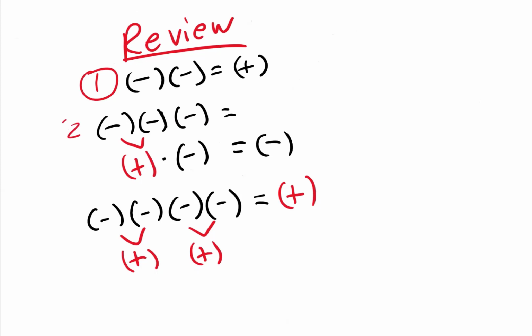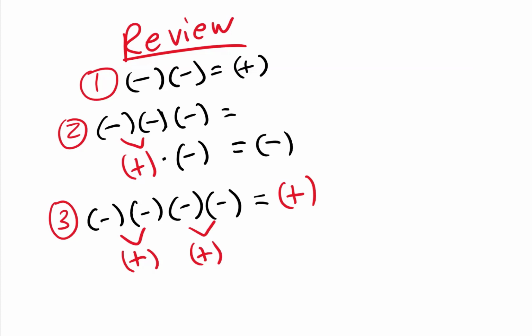Now the second one is, what happens when you multiply 3 negatives together? Well, let's first off multiply the first 2 negatives together. We get a positive, and then multiply it by one more negative. So a positive multiplied by a negative is going to be a negative. And then finally, I did a third one, which is multiplying 4 negatives together. Well, a negative times a negative is a positive, and a negative times a negative is a positive. Multiply 2 positives together, you still get a positive.